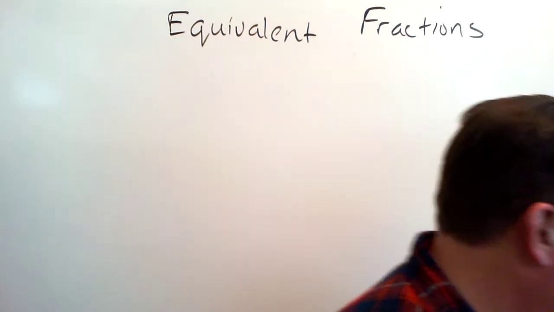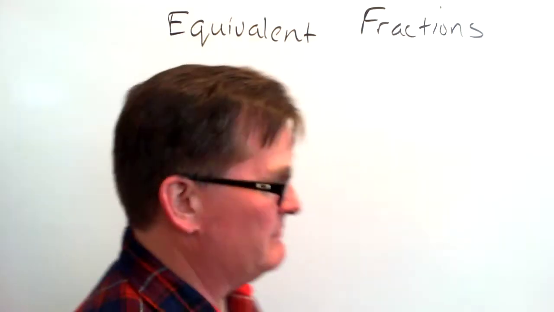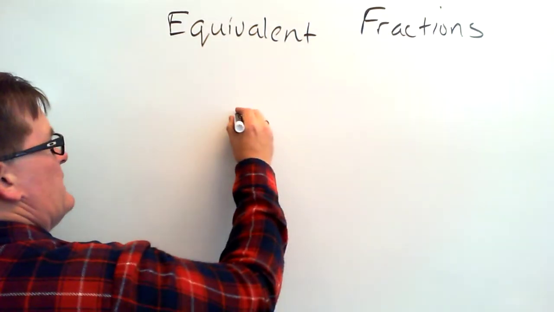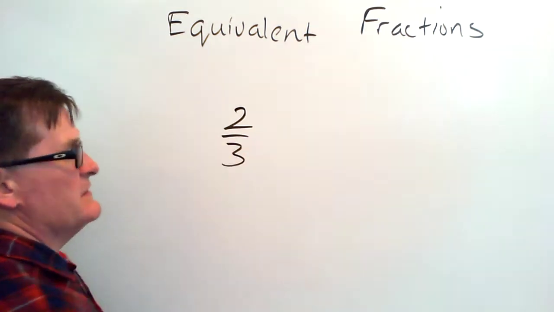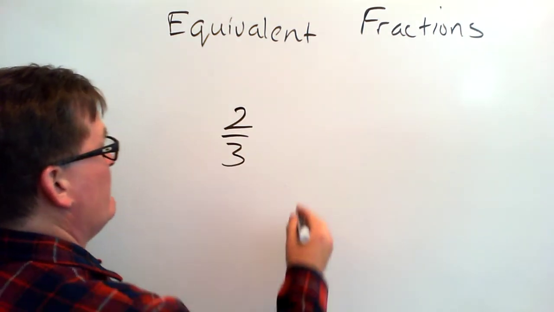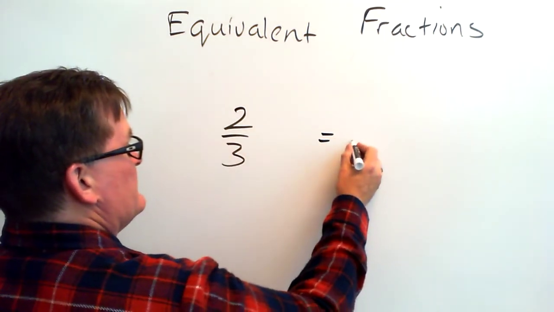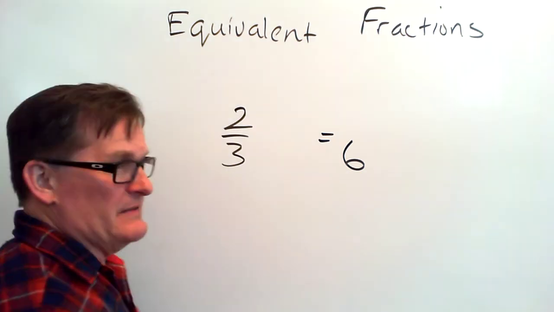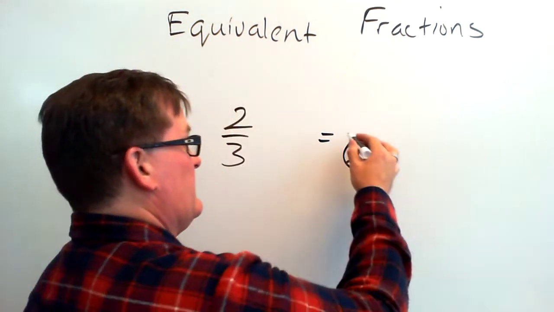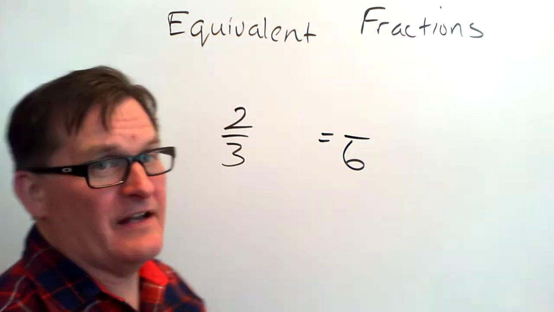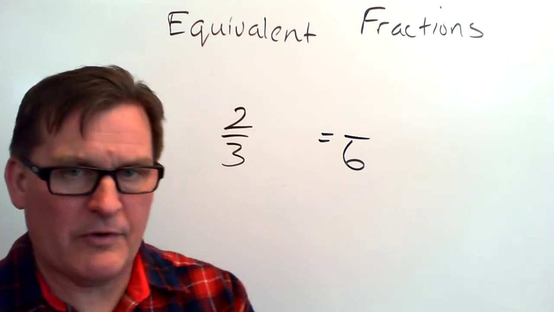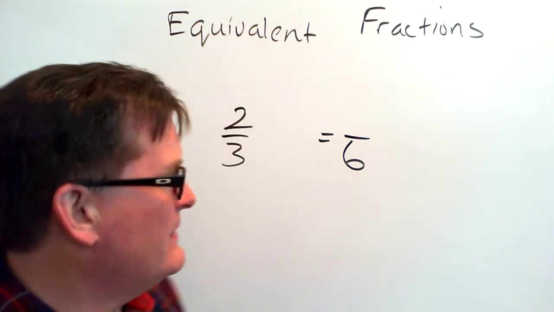What we're going to have you do in this practice set is this. Let's do a little bit more complicated fraction, 2/3. And I want to find the equivalent fraction that has a denominator of 6 because eventually I'm going to need to use a fraction that has that denominator in order to complete an operation. You'll understand that soon enough.